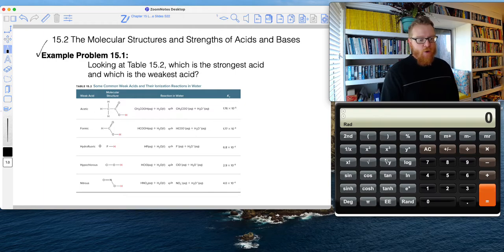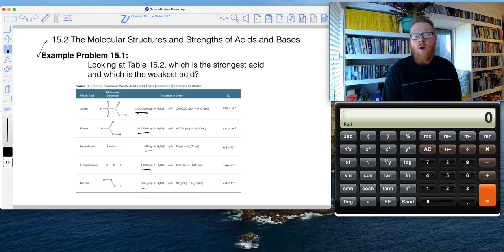Okay, so I know that these are a little small, but hopefully you can zoom in and see them. We've got acetic, formic, hydrofluoric, hypochlorous, and nitrous. These are all weak acids. Here you can see their reactions in water. You will also notice when these are written, the weak acid, we keep its formula together. So, right, you remember that in the net ionic equation of a weak acid, we keep the acid formula together on the reactant side.